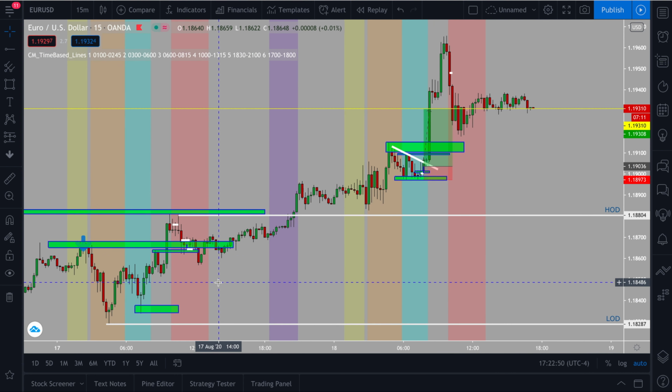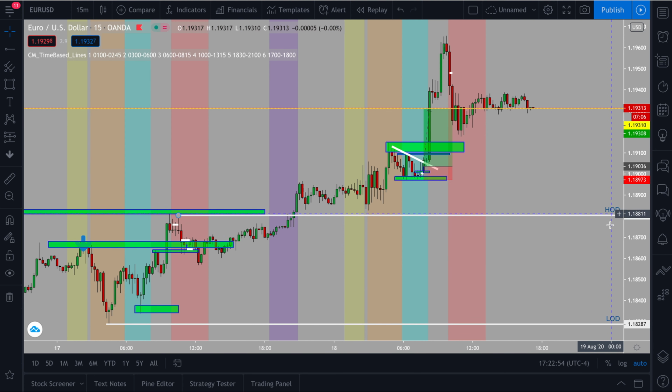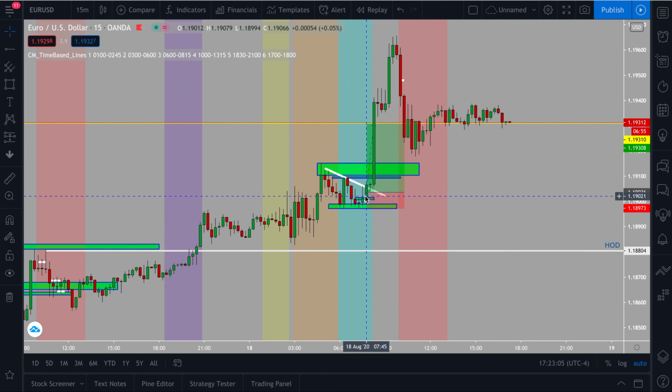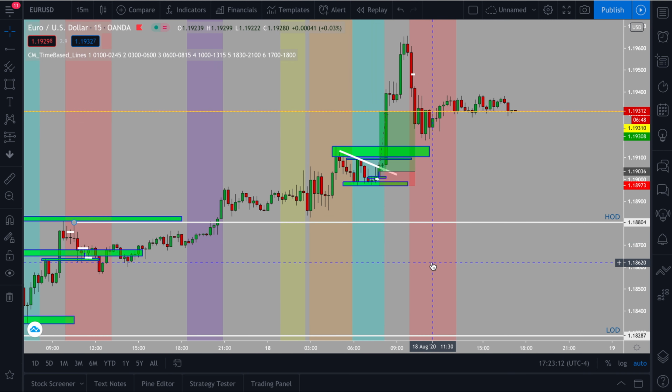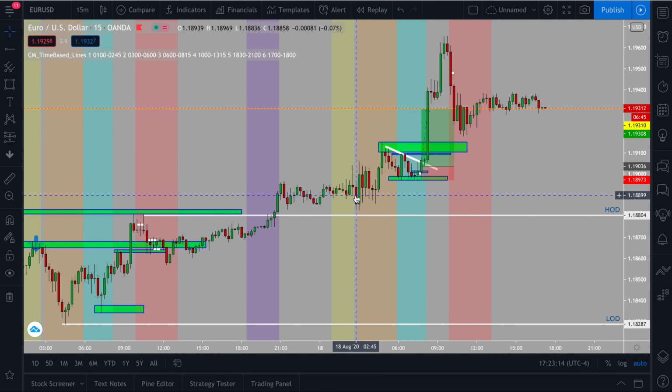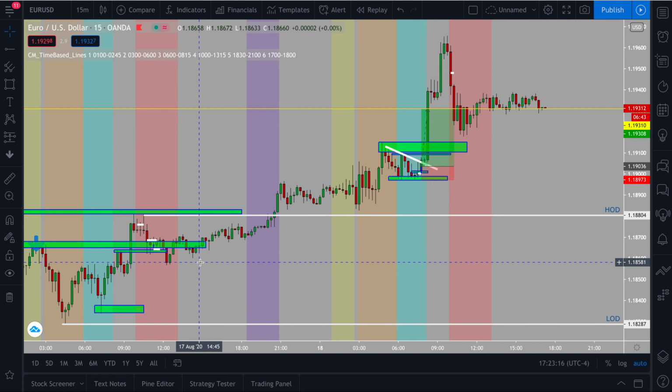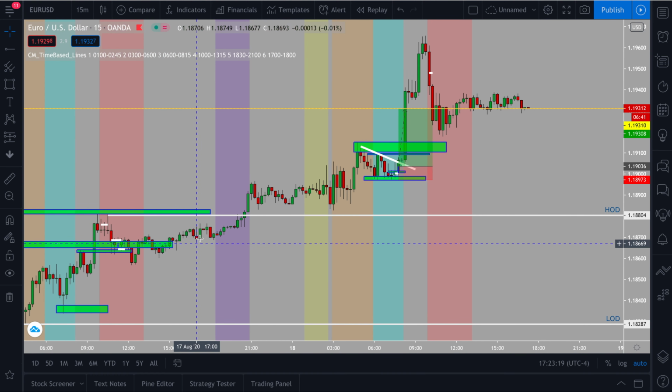So I went ahead and plotted my low of the day and high of the day from yesterday's session. The low of the day is right here, the high of the day is right here. When I woke up this morning, I was somewhere up in this area. So I look back and see what price was doing. Price is flowing upwards, so it's bullish.